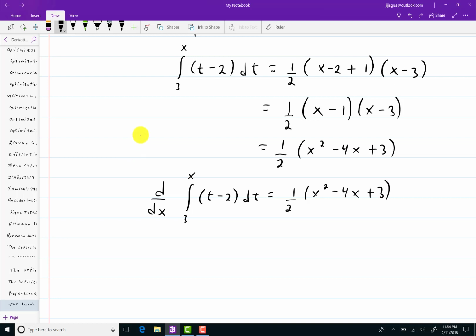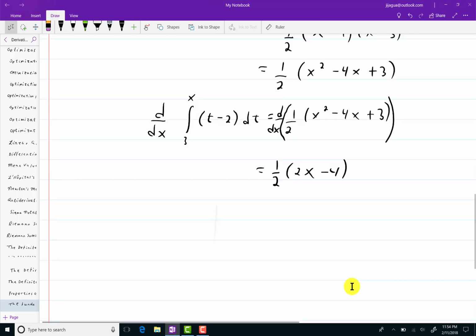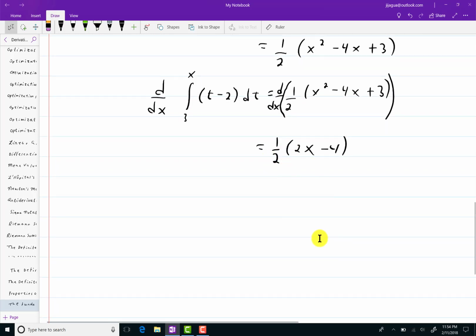So now I'll take the derivative with respect to x. I probably should have snuck it in over here. That's going to equal, now the 1/2 doesn't matter, so I'll still have that hanging around. But the derivative of x squared is 2x. The derivative of negative 4x is minus 4. And then if I divide through by 2, I have x minus 2.